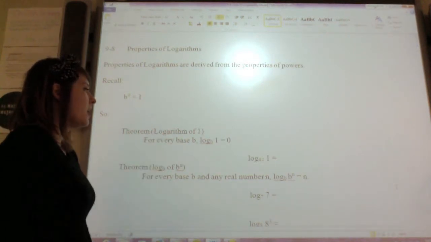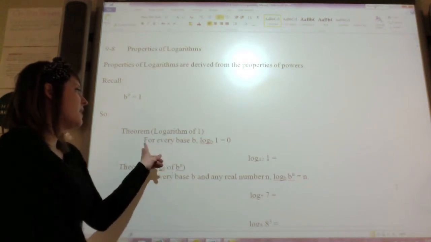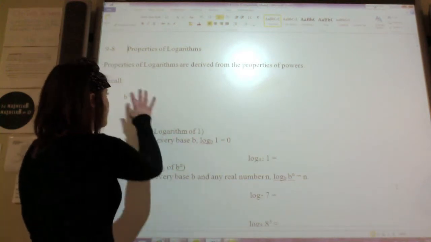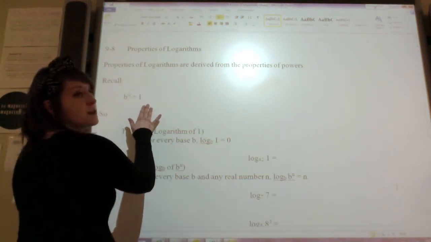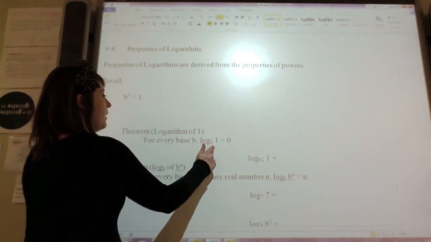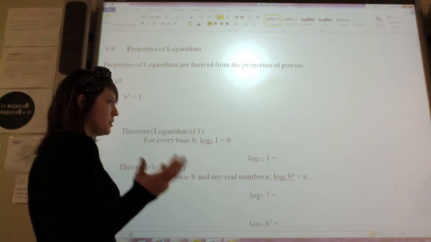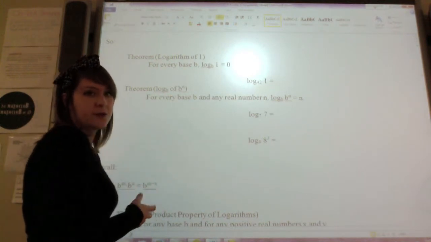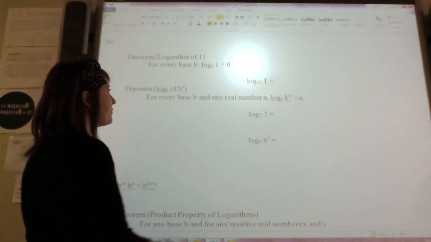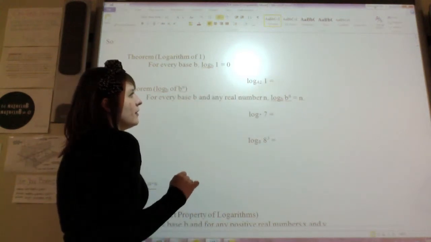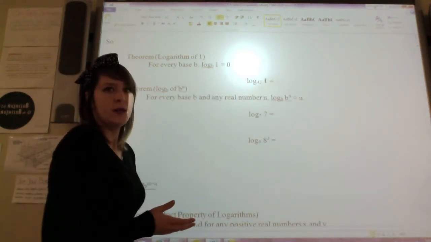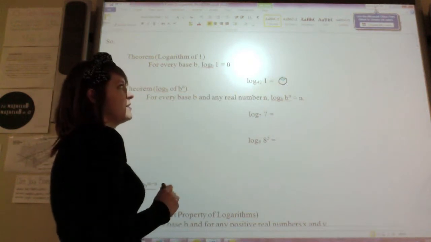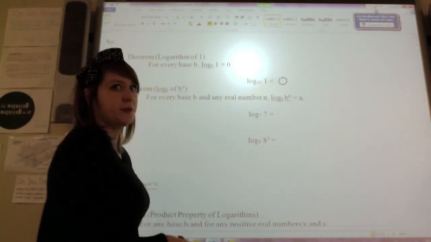So, that means that our logarithm of 1 rule is that for every base b, log base b of 1 is equal to 0. The reason I know that is because if I were to rewrite b to the 0 equals 1 into logarithmic form, it would be log base b of 1 equals 0. So logically, this follows from this. All the other logarithm rules follow from other exponent rules as well. So looking at this first rule here, log base 42 of 1, what would that answer be? Well, it would just be 0 because for any base b, log base b of 1 will equal 0.